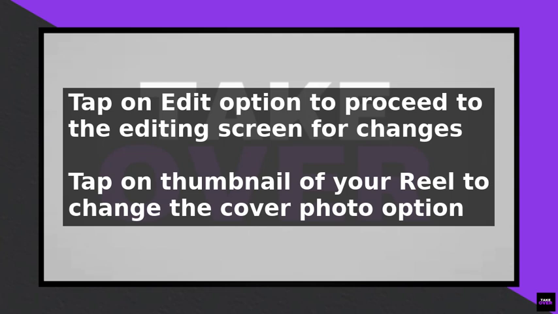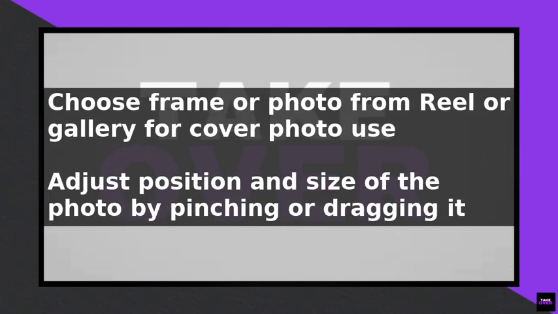You can also add a photo from your gallery by tapping on the gallery icon at the top right corner of the screen. Choose the frame or photo that you want to use as the cover photo and tap on it. You can then adjust the position and size of the photo by pinching or dragging it. Once you are satisfied with the new cover photo, tap on Done at the top right corner of the screen. Your new cover photo will now be visible on the Reels section of your Instagram profile.